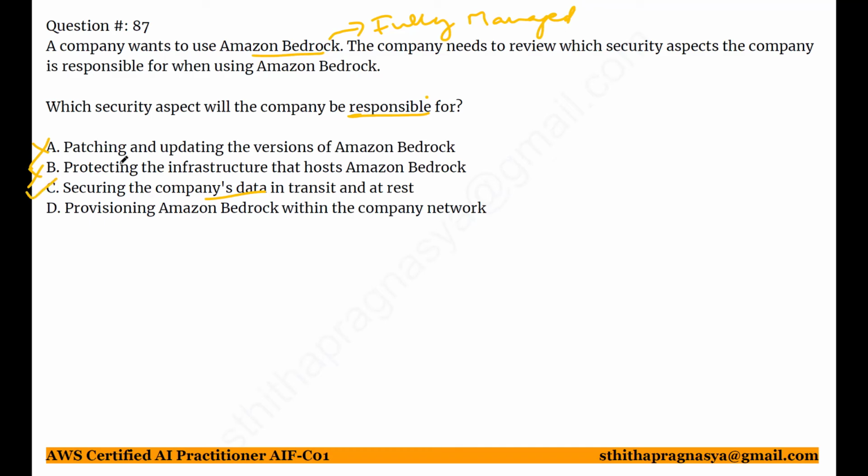So this is the right answer, where it's the company's responsibility, not AWS's responsibility, as securing the company's data is the customer's responsibility. And option D, of course, has to be incorrect. Bedrock is a fully managed service provided by AWS, and it does not require the customer to provision it within their own networks. The service runs on AWS infrastructure, and provisioning is managed by AWS. So this is AWS's responsibility, not the company's.